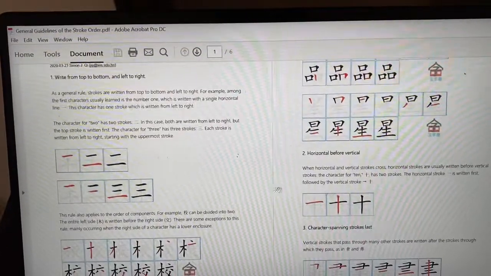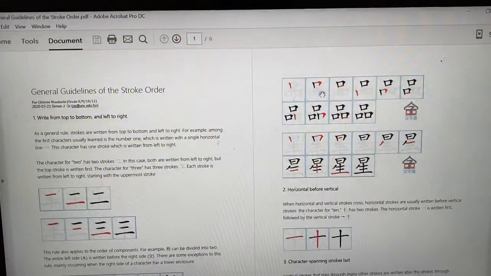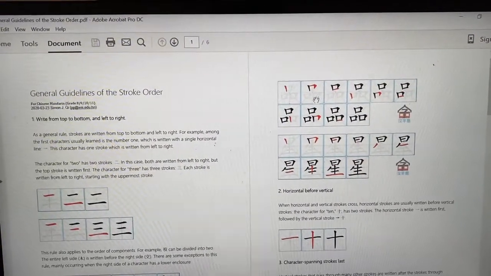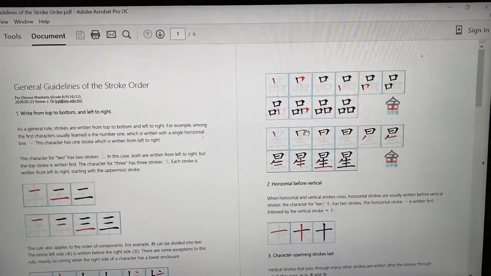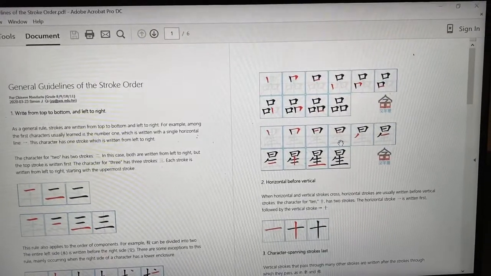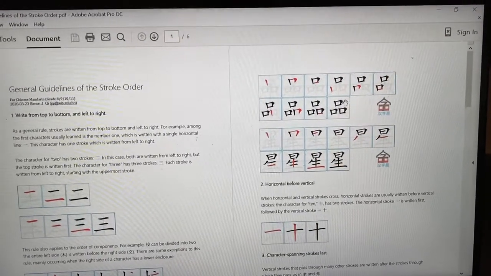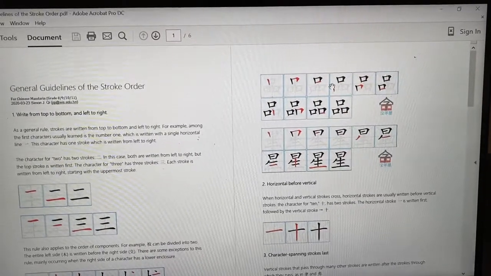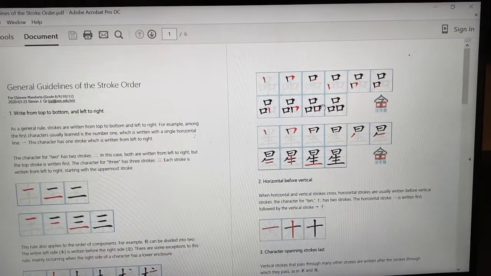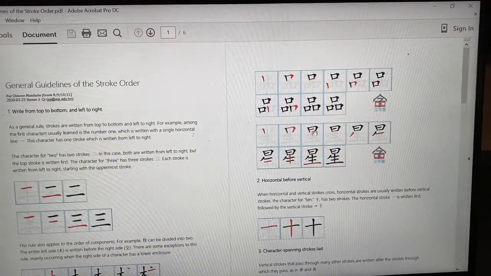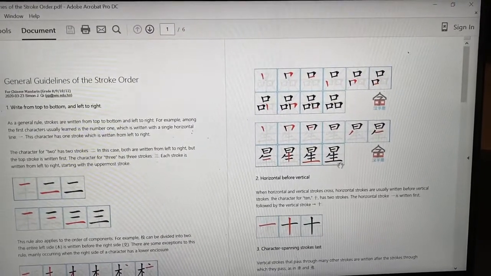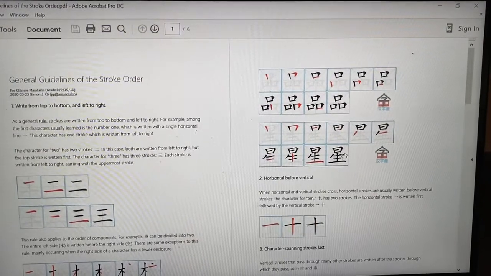And here you may also see if we have a triangular shape in a character like this one, or if we have a top-down structure in a character, we also start from the upper one and then the lower left and then the lower right. And here similarly, upper part first and the lower part. So that's also part of the first rule.